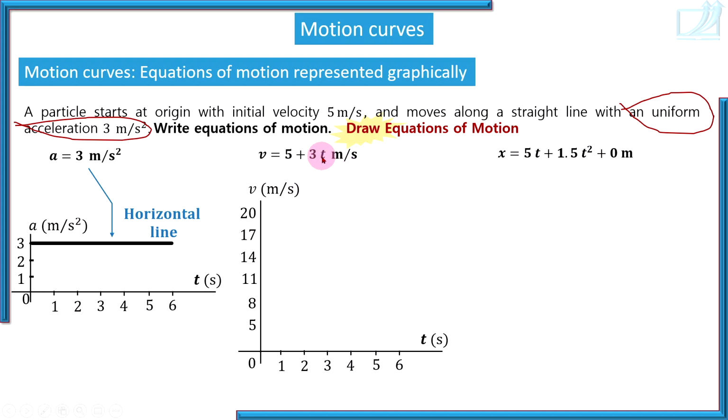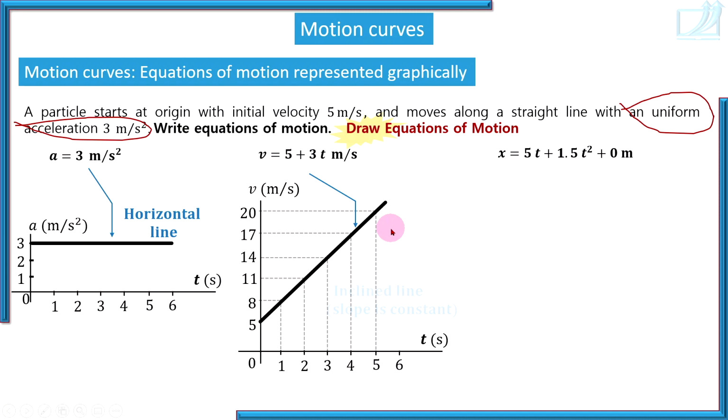So at t equal to 0, what is velocity? 5 meters per second. Initial velocity it is. At t equal to 1 second, velocity is 8 meters per second. At t equal to 2 seconds, velocity is 11 meters per second. And at any particular instant you want to know velocity, just put that instant value here and you will get the corresponding velocity. So if you join all these points, you get this straight line. So this straight line is y equal to mx plus c or v is equal to u plus at.